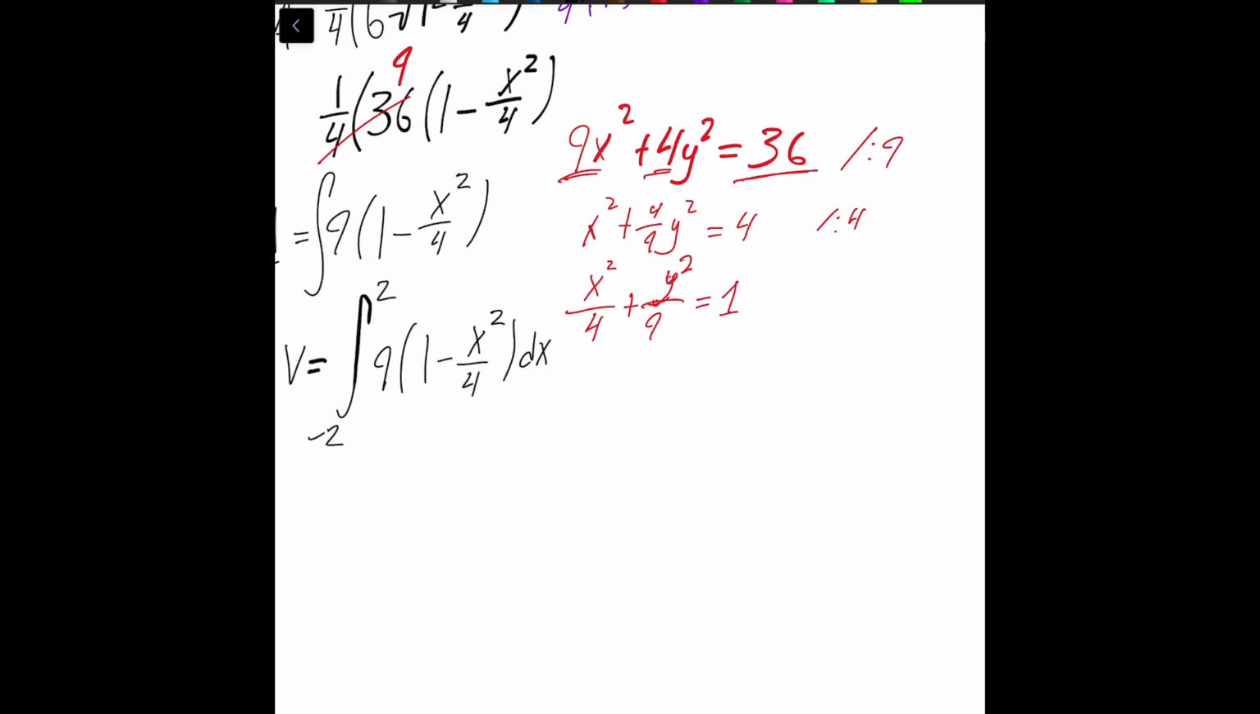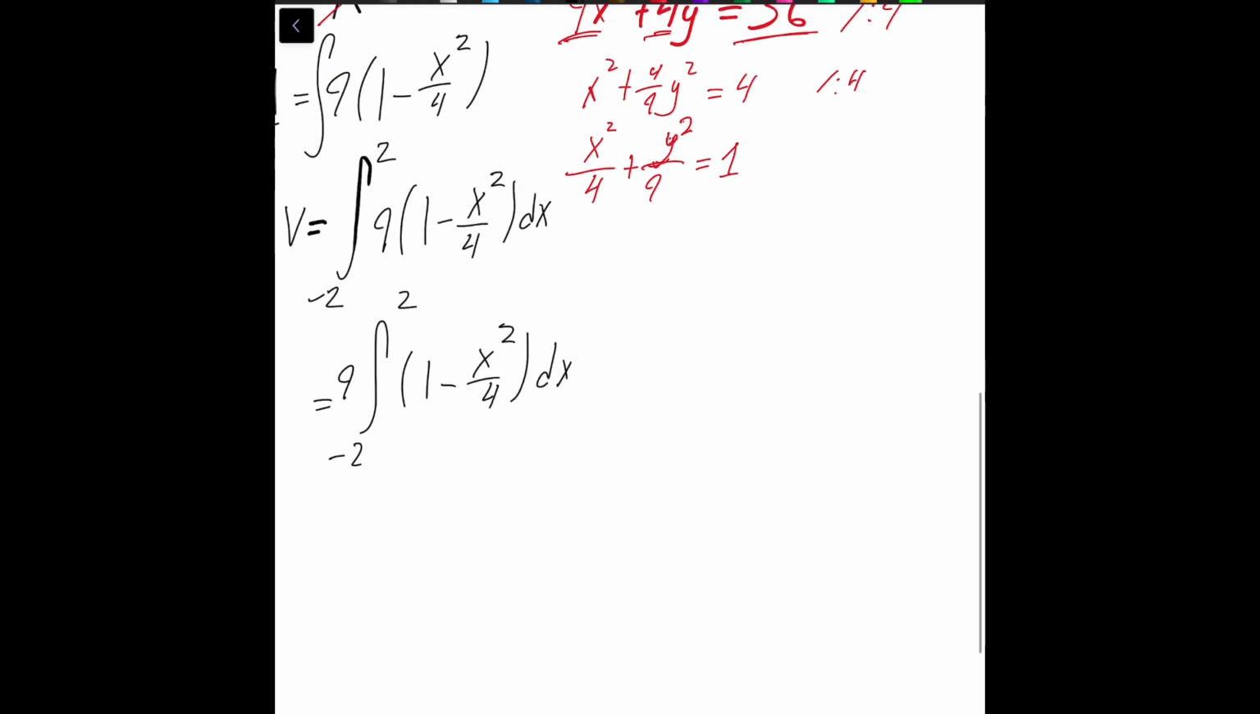I'm going to pull the 9 out because it's a constant. 9 times the integral from -2 to 2 of 1 minus x squared over 4 dx gives me 9 times... The integral of 1 is x. The integral of x squared over 4 is x to the 3rd over 12.